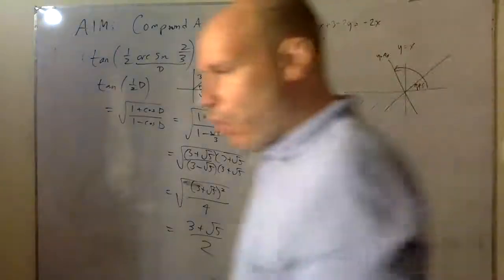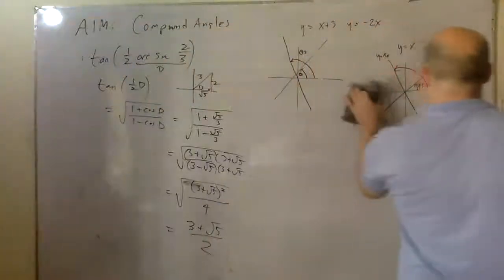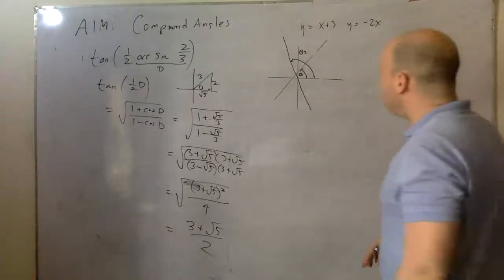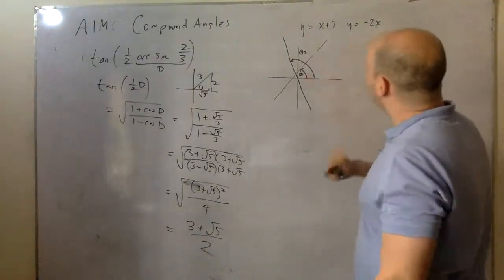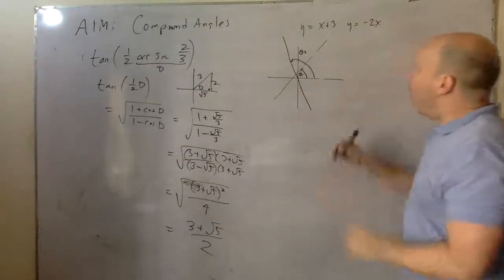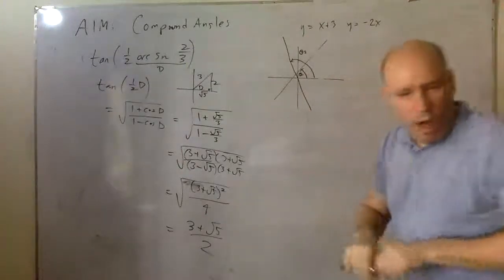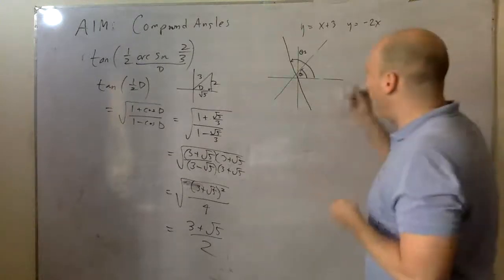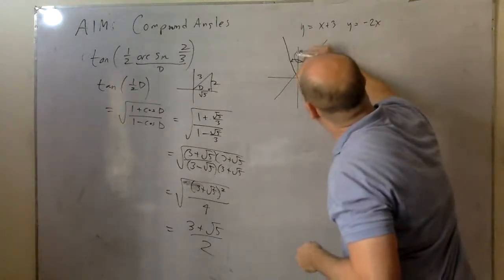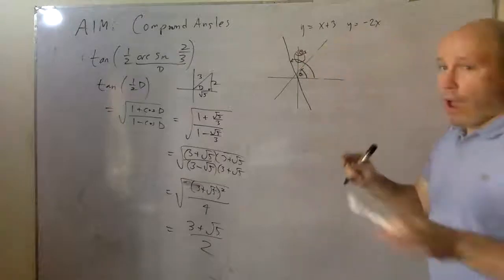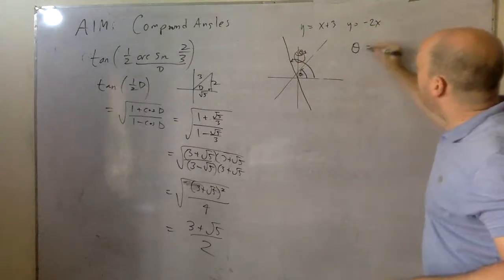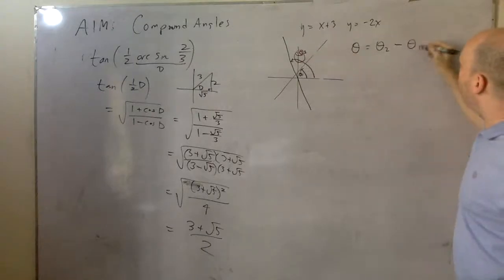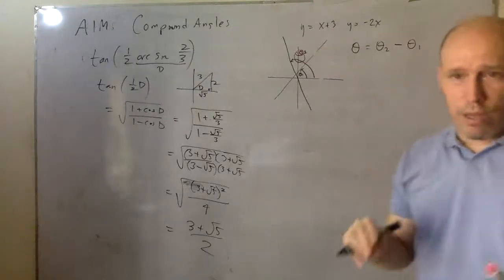Okay, so we have the two angles. Good. So the question is, I want to know what this angle is in here. You would say, okay, that's no big deal. That angle is equal to rotation theta 2 minus rotation theta 1.